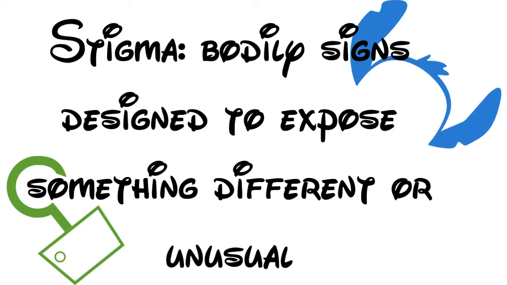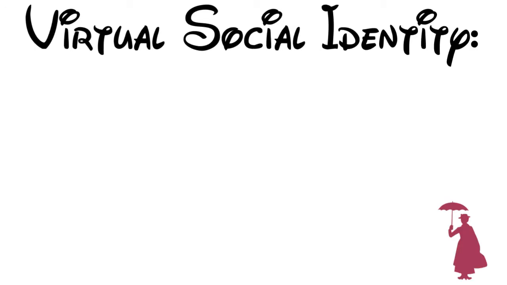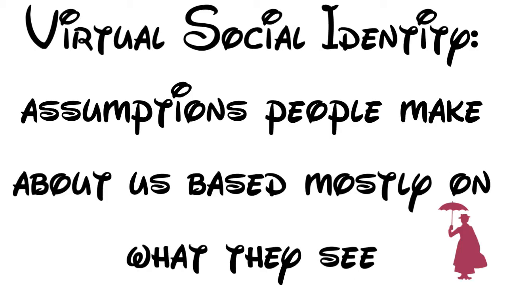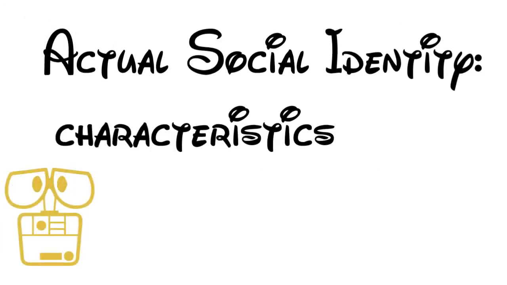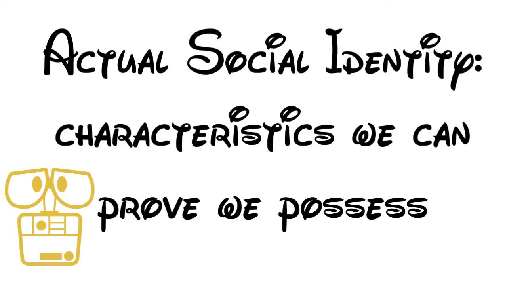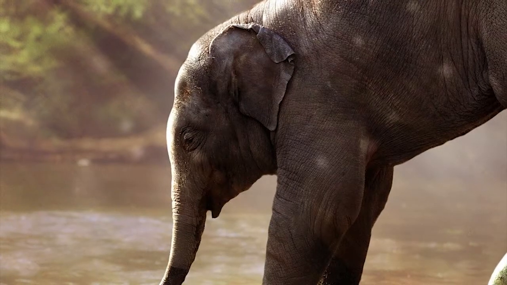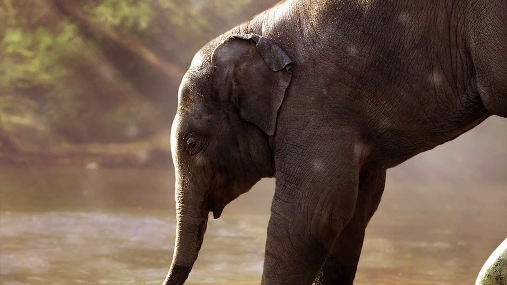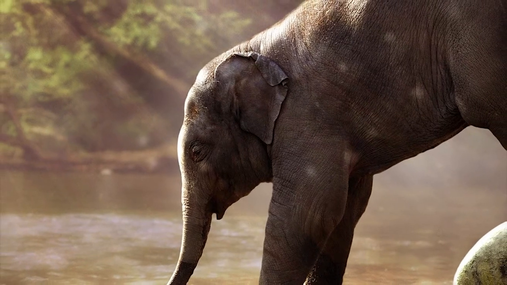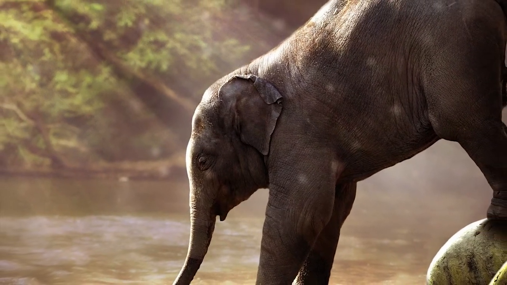So Disney's Dumbo is a great film to use to analyze stigma and the response to stigma. First, according to Goffman, all of us have a virtual social identity. These are the assumptions people make about us based mostly on what they see. People assume they know something of our character based on their first impression. This is not necessarily the same as our actual social identity, which are those characteristics that we can prove we possess. So, for example, in Dumbo, we are introduced to a baby elephant. Everyone oohs and ahs over the cute baby elephant, complimenting the mother and talking about what a great elephant he will become. That's Dumbo's virtual social identity.